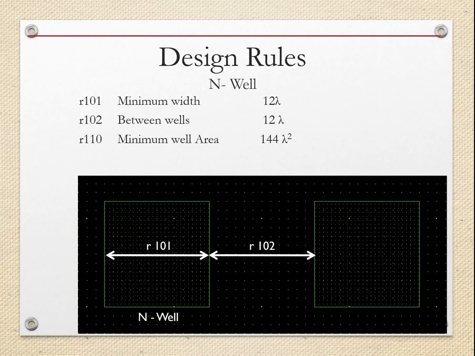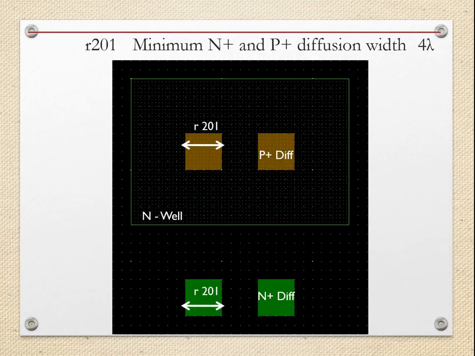Now I'll go for the different design rules. So first rule is for the N-well, and minimum width is 12 lambda. Between the wells it should be again 12 lambda, and the minimum well area should be 144 lambda square. This is the rule for n well preparation. Now the next rule is for the diffusion. Minimum n plus and p plus diffusion width should be 4 lambda.